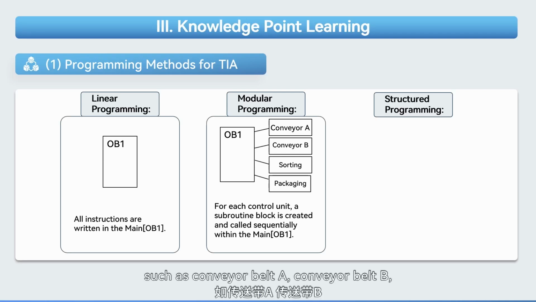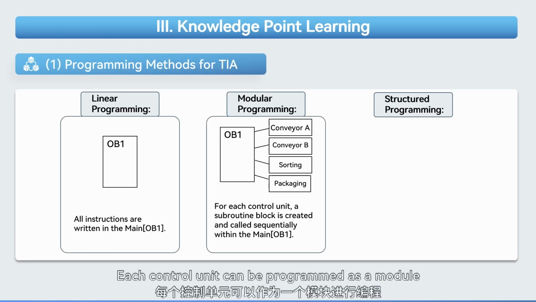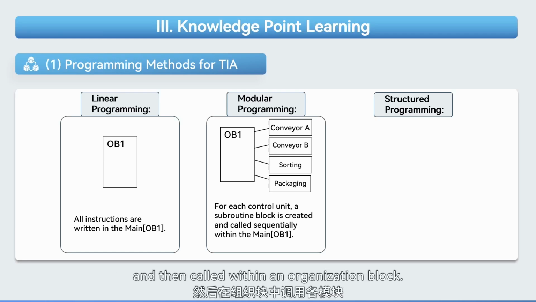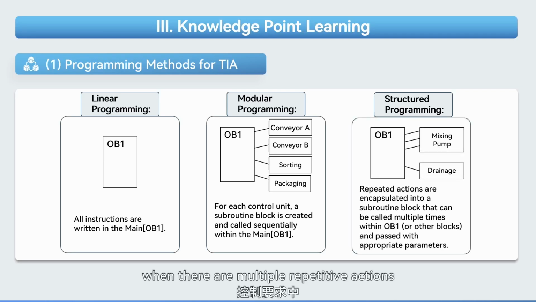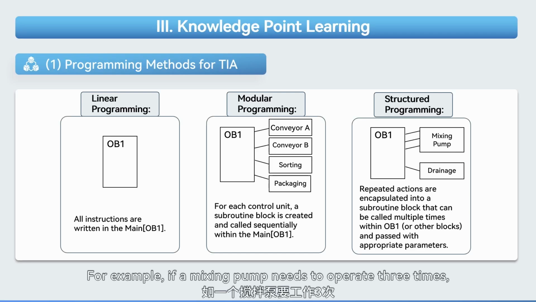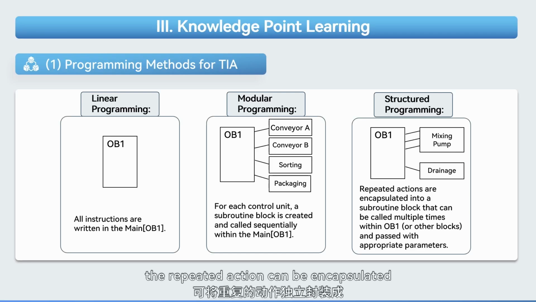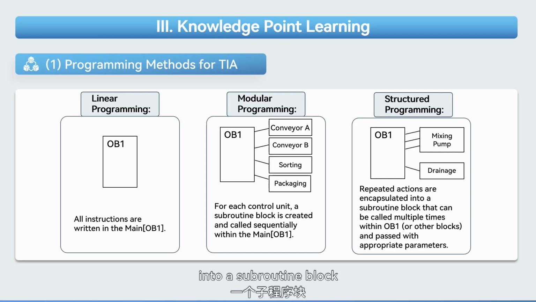Modular programming is appropriate for more complex control systems, which can be divided into many control units, such as conveyor belt A, conveyor belt B, sorting, and packaging. Each control unit can be programmed as a module and then called within an organization block. Structured programming is used when there are multiple repetitive actions required by the control specifications. For example, if a mixing pump needs to operate 3 times, the repeated action can be encapsulated into a subroutine block and then called repeatedly to simplify the program structure.